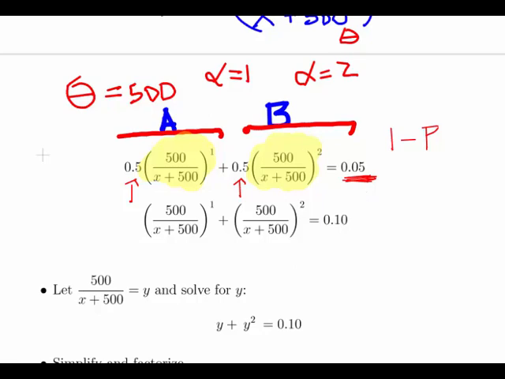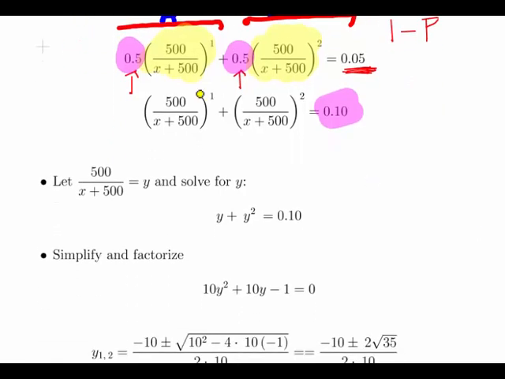So what we have to do is solve for x, essentially. So we have this expression here. What I'm going to do is cancel out the 0.5s by multiplying the whole expression by 2. So the 0.5s disappear, and what we have over here is 0.10. Now this is an awkward looking expression. So what do you do here? Well, we could change it into a quadratic: y plus y squared equals 0.10.